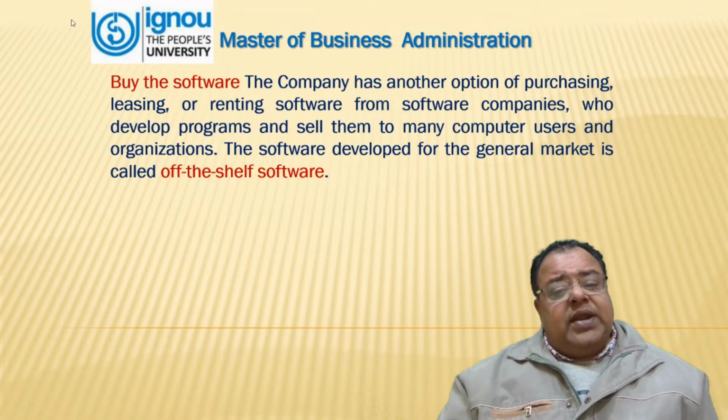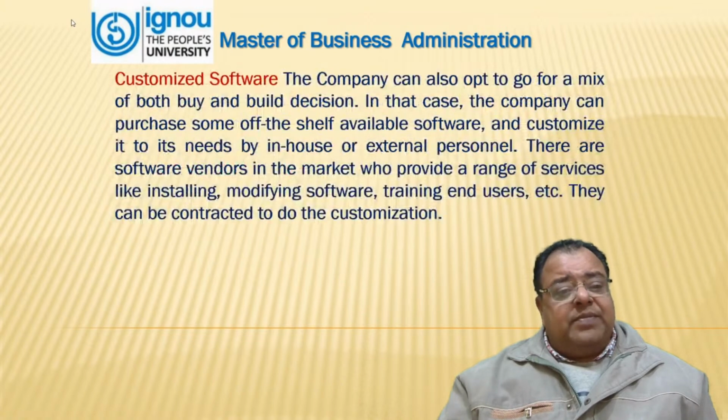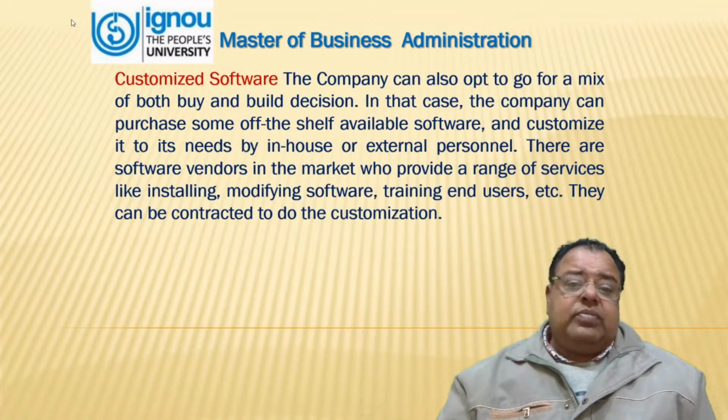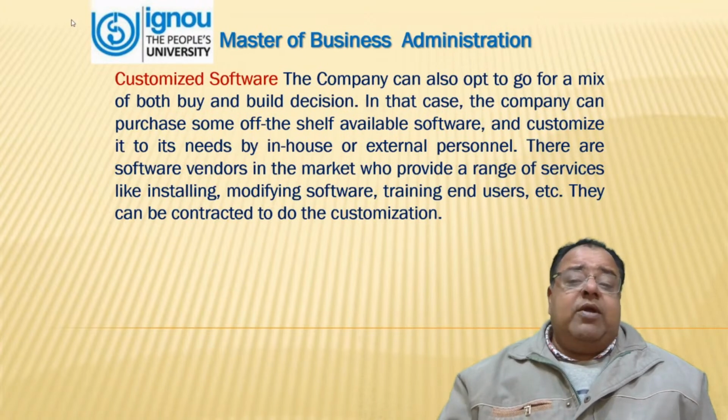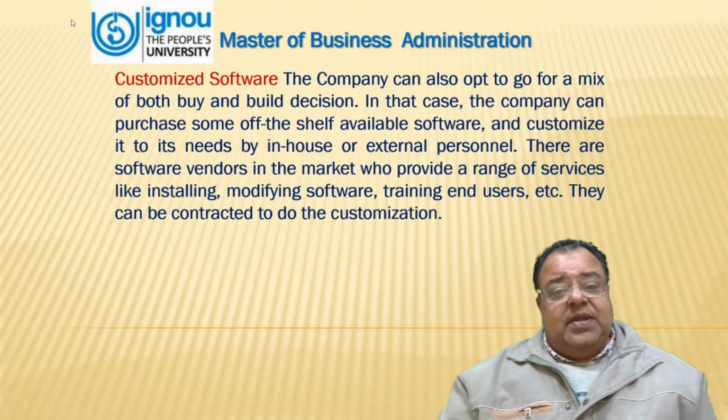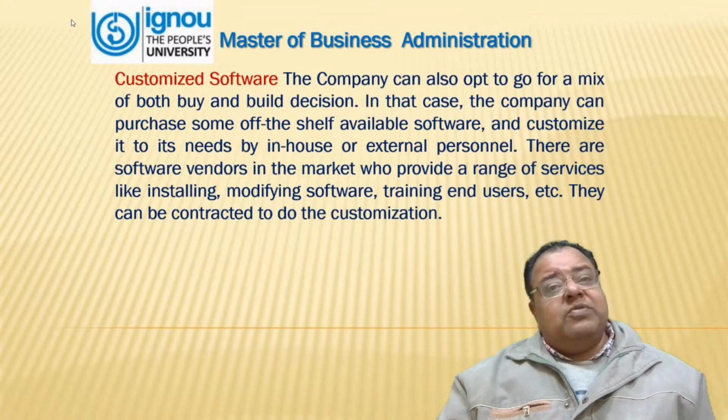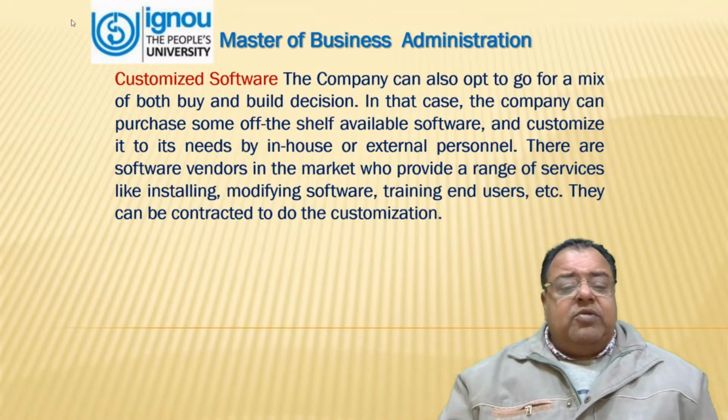The software developed for the general market is called off-the-shelf software, as opposed to customized software. The company can also opt to go for a mix of both buy and build decisions. In that case, the company may purchase some of the off-the-shelf software and customize it to its needs by in-house or external personnel. There are software vendors in the market who provide a range of services like installing, modifying software, training end users, etc. They can be contacted to do the customization.